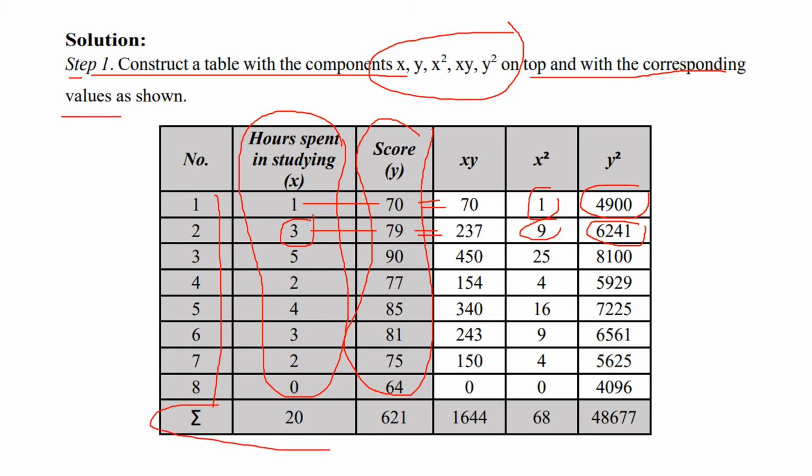In the last row of the given table, we have 2621, 1644, 68, 46, 48677. Those are the values that we can map as the sum or total of the values under each column of this table. We simply get the summation of these values for us to compute the value of the correlation coefficient.